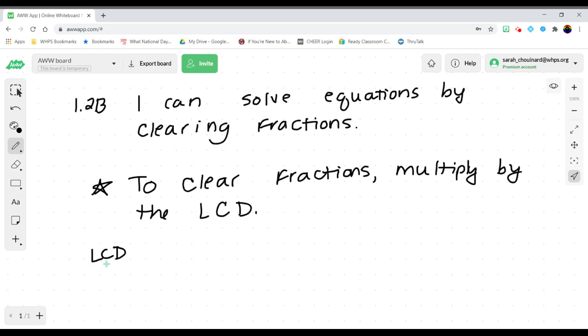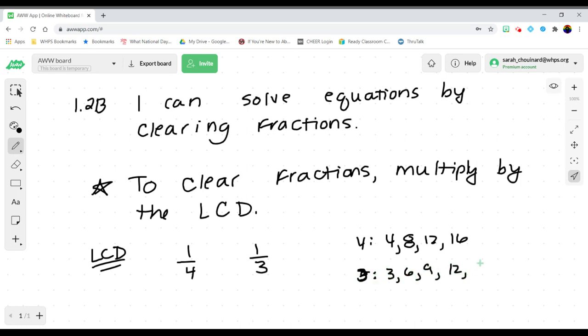So just to remind you what a least common denominator is, it's when we find the smallest multiple two numbers have in common. So if I was doing 1/4 and 1/3, I would list out the multiples of 4, which are 4, 8, 12, 16. I'd list out the multiples of 3, which are 3, 6, 9, 12, 15. The smallest number both of these lists have in common is 12. So 12 would be my least common denominator. And so if I was solving an equation with these two fractions, I would multiply everything in the equation by the number 12.